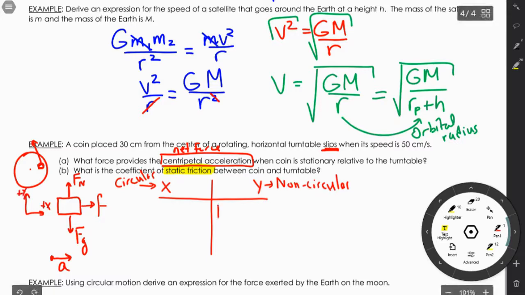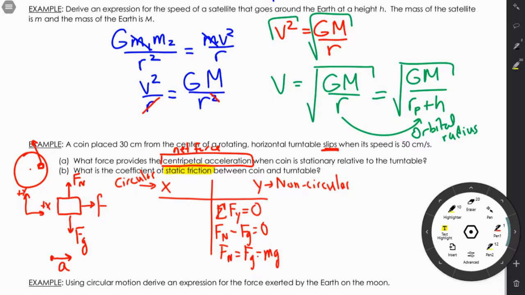So we're going to do sum of the forces in the Y direction equals 0. What forces do we have acting? Normal and weight. So in our traditional solving in the Y direction, we find that normal equals weight. Now we go over to the X direction. Sum of the forces in the X direction is equal to ma. But remember, a is v squared over r, which is our centripetal acceleration.